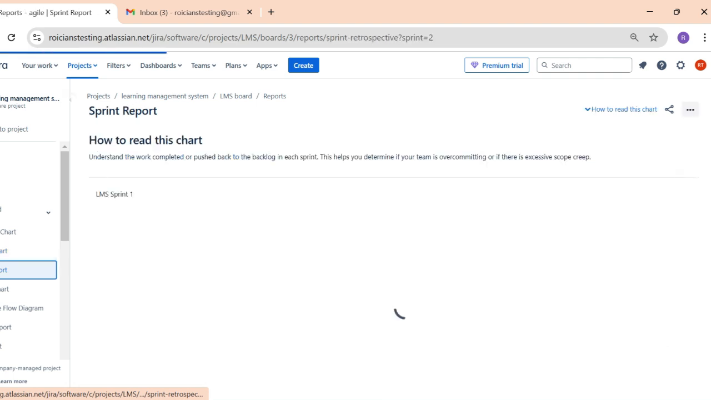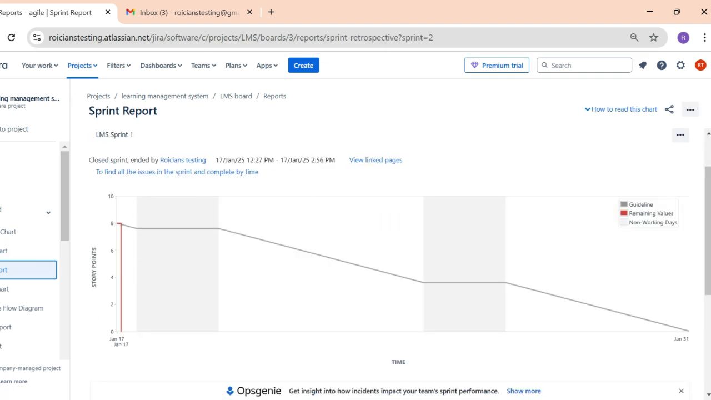Then there is sprint report. It is almost the same as the burn down chart. There are different charts and reports in Jira to make sure that we are aligned, on time and up to date. So this is how we will be generating reports.